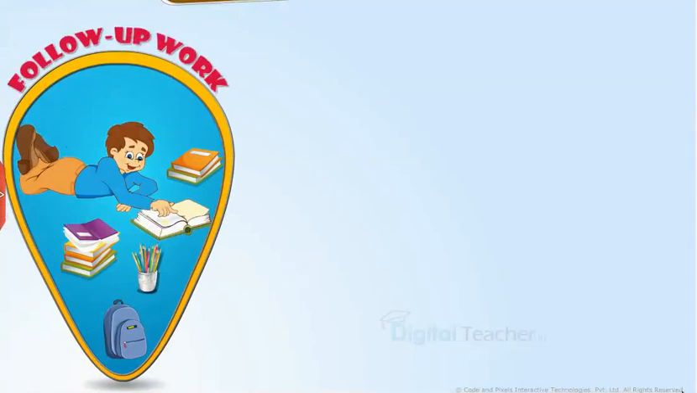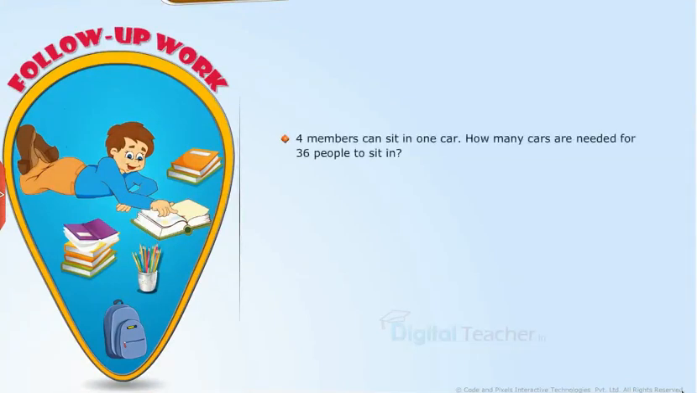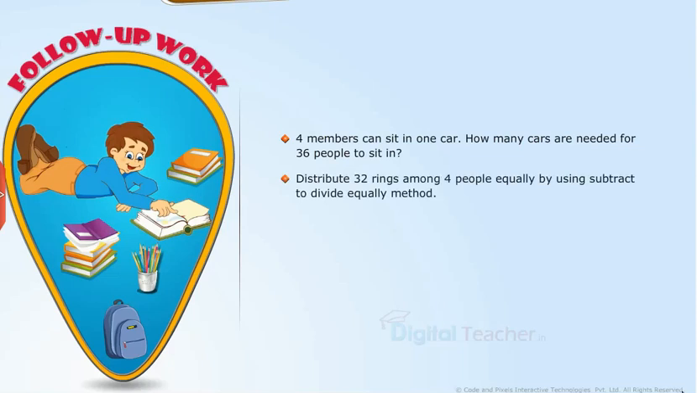Follow-up work. 4 members can sit in one car. How many cars are needed for 36 people to sit in? Distribute 32 rings among 4 people equally by using subtract to divide equally method. Distribute 18 cakes equally among 2 persons. How many cakes does each one get?